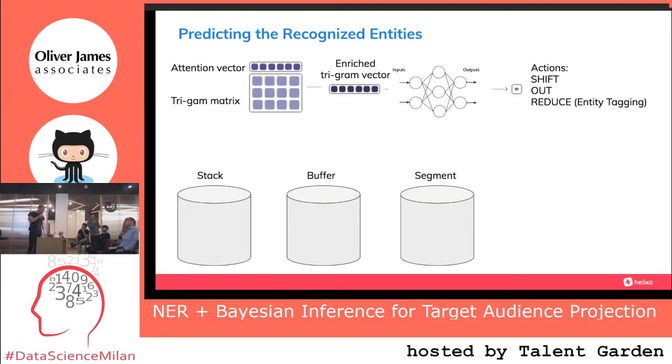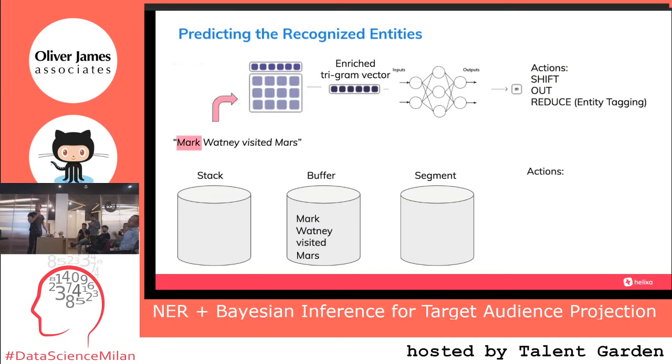The algorithm works with three containers, three objects, that are the stack, the buffer, and the segment. This is a high-level overview of the algorithm. If we take the sentence we had before, "Mark Whitney visited Mars," at the beginning all the words are placed inside our buffer. Then we select the word Mark, we get the trigram matrix, the attention vector, and we predict an action that is a shift, that means moving Mark from the buffer to the stack. Then we update the attention vector saying, okay, we have an entity that can be extracted. So the vector now changes.